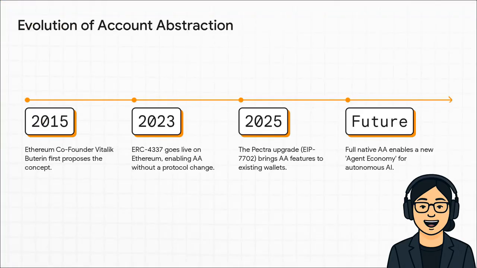This technology didn't just appear out of nowhere. It's been a journey of almost a decade. The idea was first floated by Vitalik Buterin way back in 2015. It took all the way until 2023 for the first major version, ERC-4337, to actually go live. And now, the upcoming Pectra upgrade in 2025 is about to hit the accelerator, paving the way for full native account abstraction across the entire network.